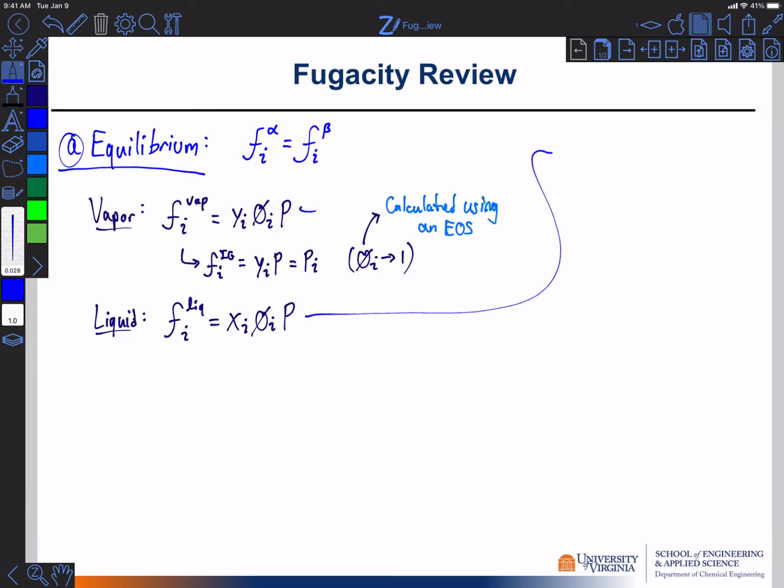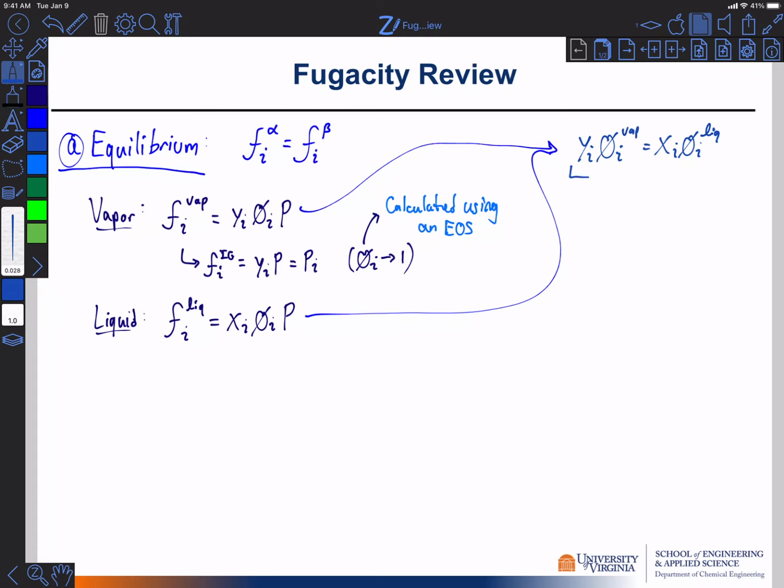And we said that if we do this, we can come up with an expression that we called the phi-phi method, where at equilibrium, we set the two fugacities equal to each other, the pressure cancels out, and we end up with something that looks like this. We'll just put vapor and liquid up on the superscripts for the fugacity coefficient here, just to remind ourselves that we would have to evaluate those fugacity coefficients at the corresponding liquid or vapor conditions that are in equilibrium with each other.